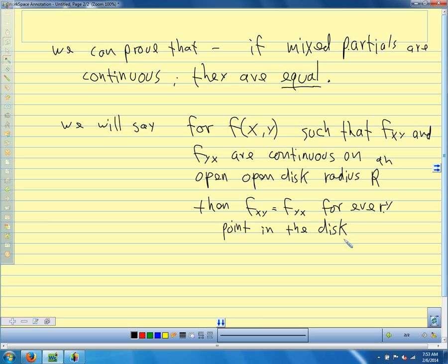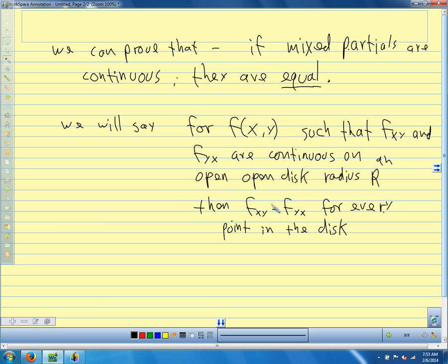So if our disk is really large, then our function is really nice. If there's just some small place where they're continuous, then we can say our mixed partials are equal in that little place. For the most part, we're going to be working with functions where our mixed partials are equal everywhere.